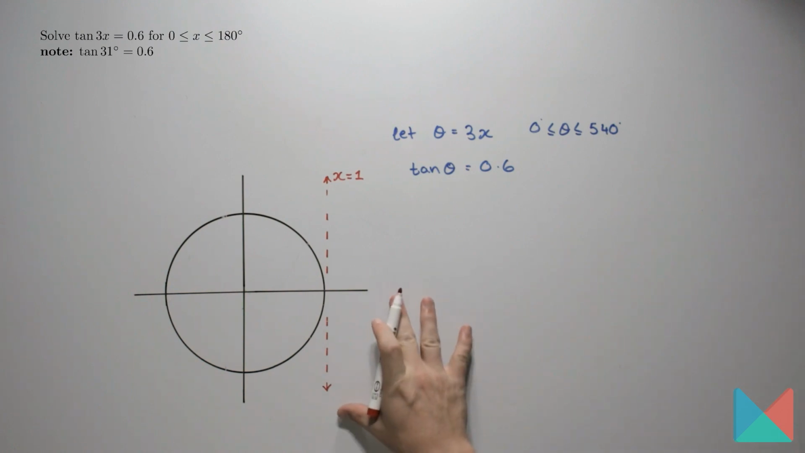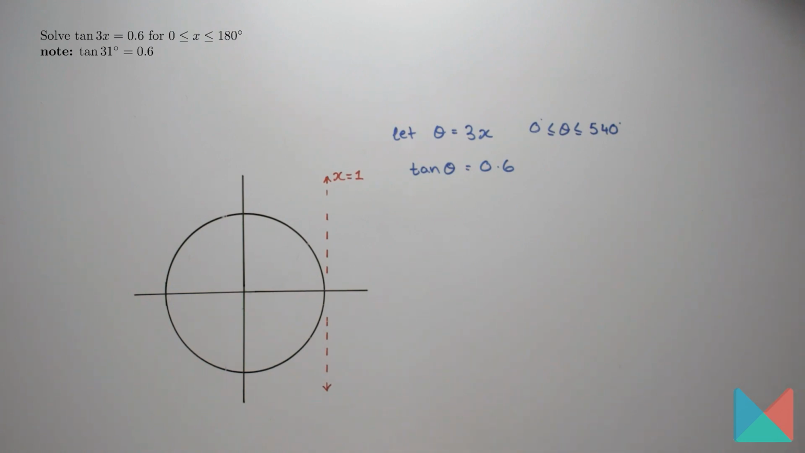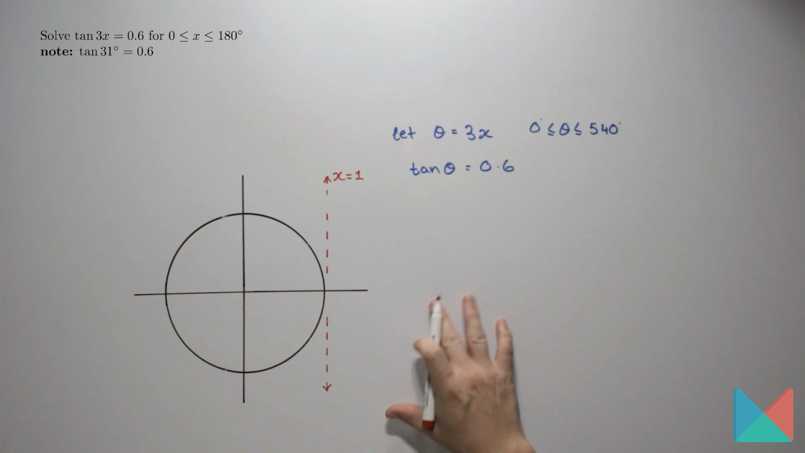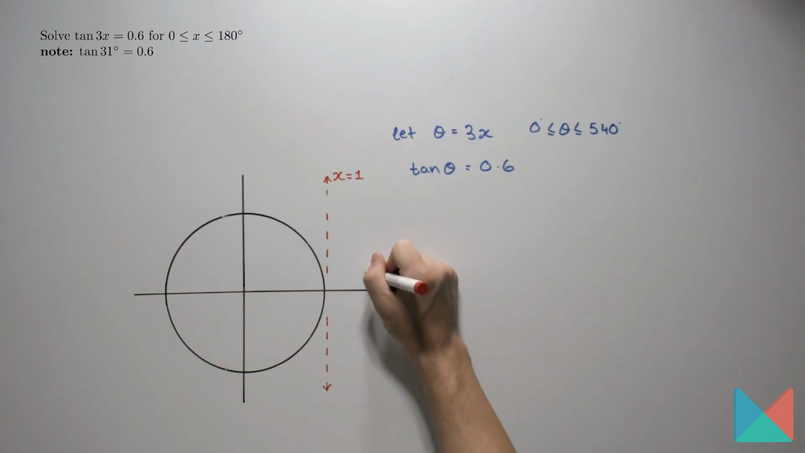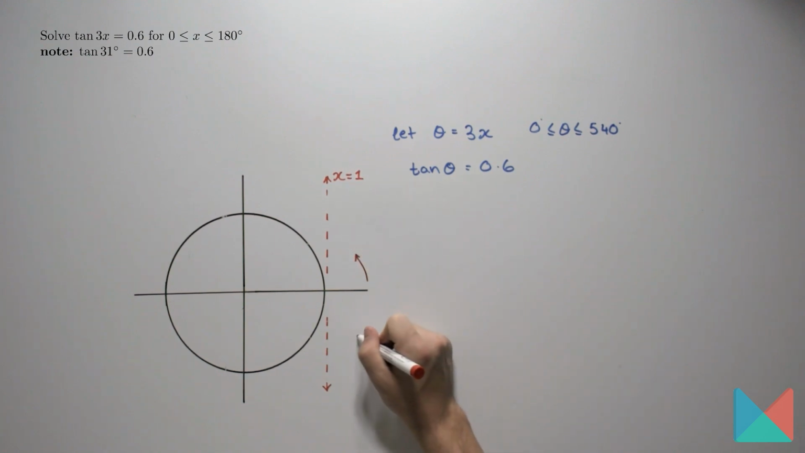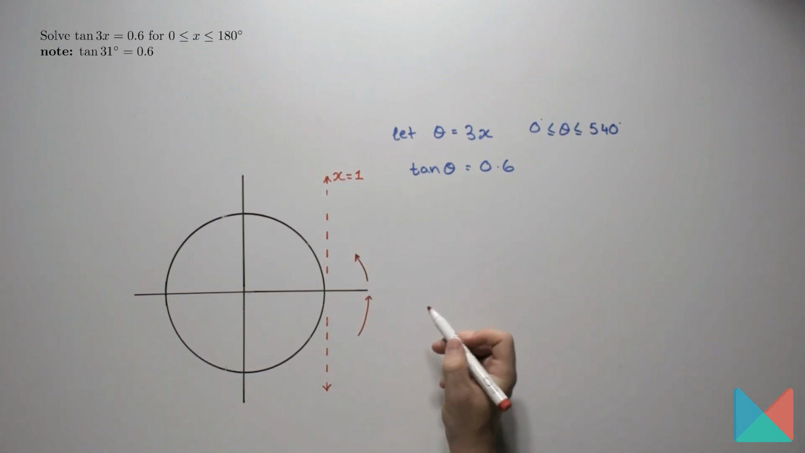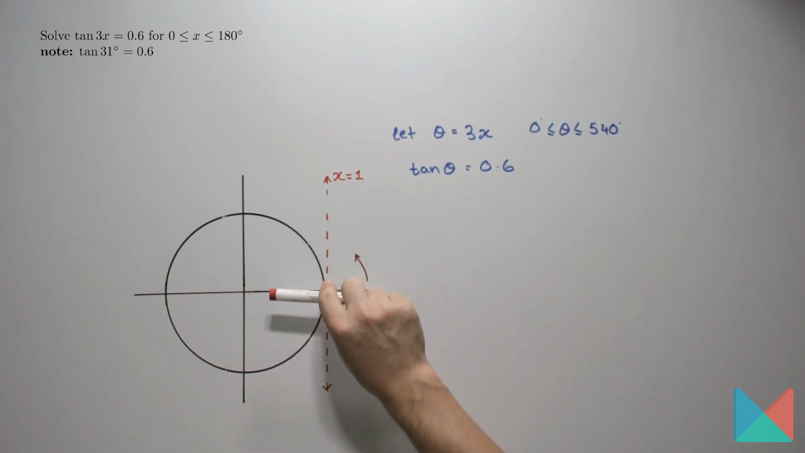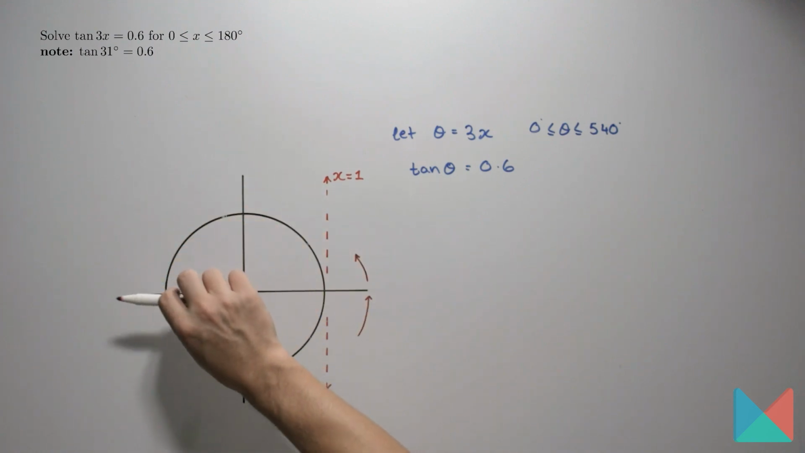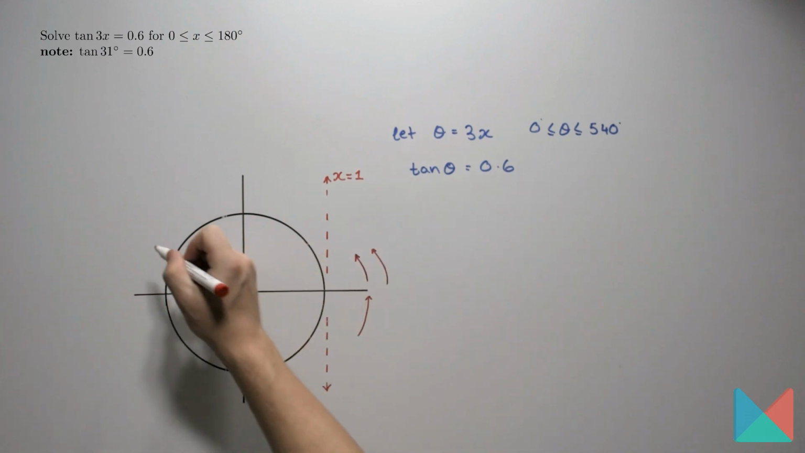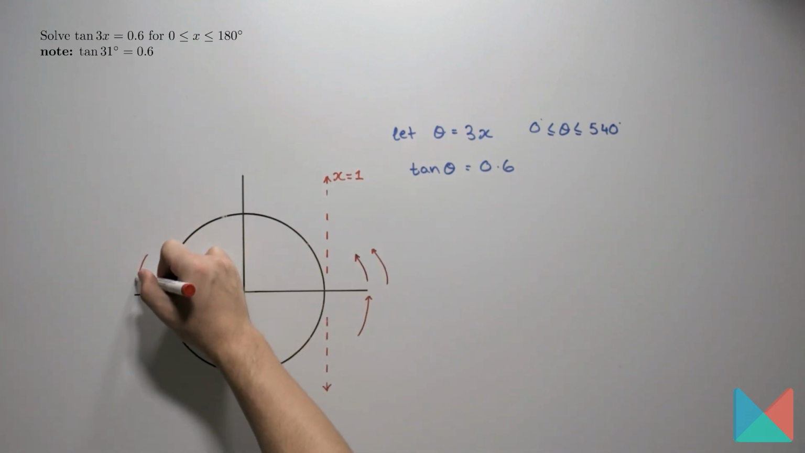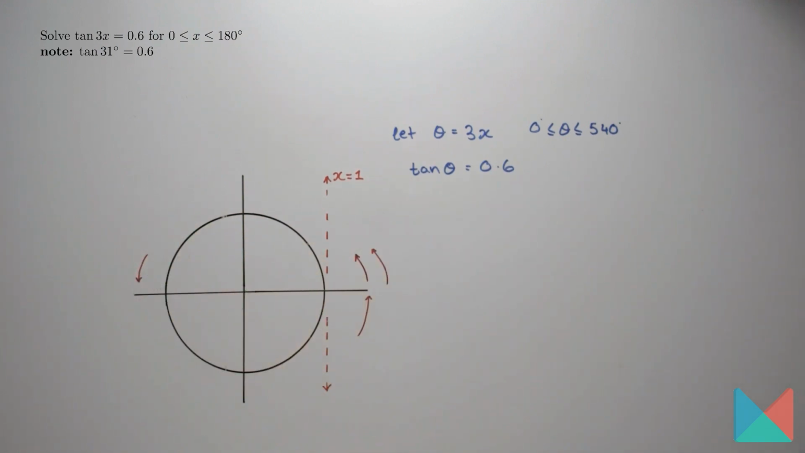We have the unit circle here, and let's first fill in our domain. So our domain is between 0 and 540 degrees. So that means we're going to have to do one whole revolution around the unit circle. And we have to go from 360 another 180 degrees more to 540. So we're going to do another half revolution and end up on the negative x-axis.